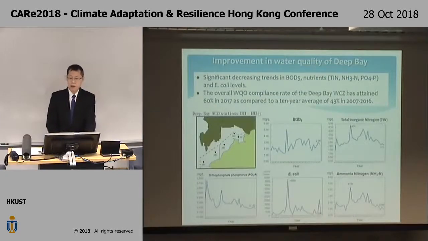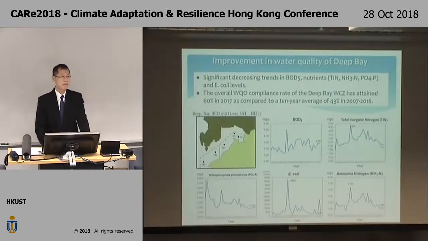And I'm happy to say that there's a chance that we will see some improvement in Deep Bay, even in terms of total inorganic nitrogen. It seems to me that we have slight improvement now. I don't know whether it's sustainable, or whether we need to do more work, but at least what we have done has shown some achievement. The ammonia level is also decreasing. Well, the phosphorus is always low there.